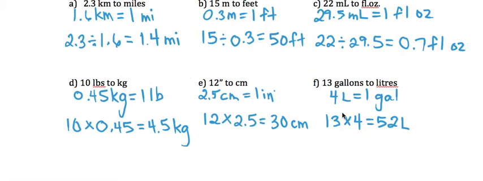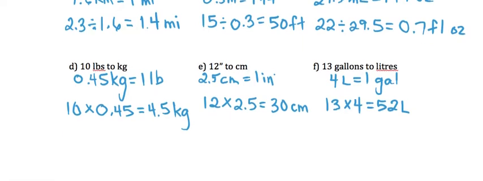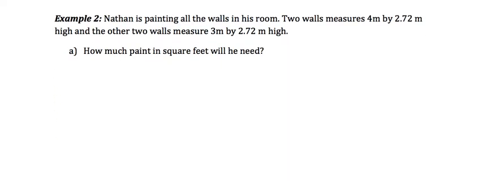Now I can use these conversion factors in simple calculations like this, or I can use them in terms of some real life examples. So Nathan is painting all the walls in his room. 2 walls measure 4 meters by 2.72 meters. And the other 2 walls measure about 3 meters by 2.72 meters high. So how much paint in square feet will he need?